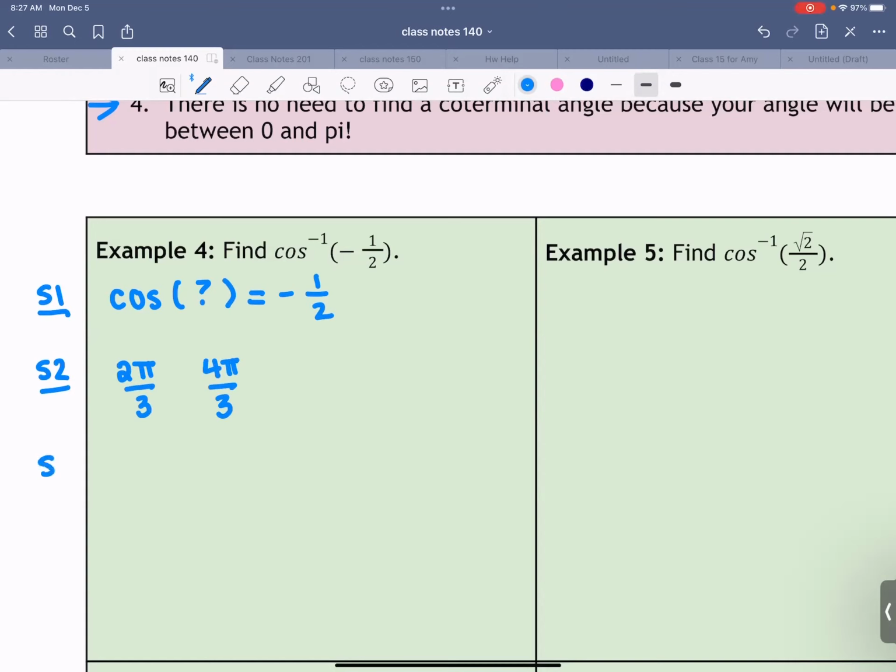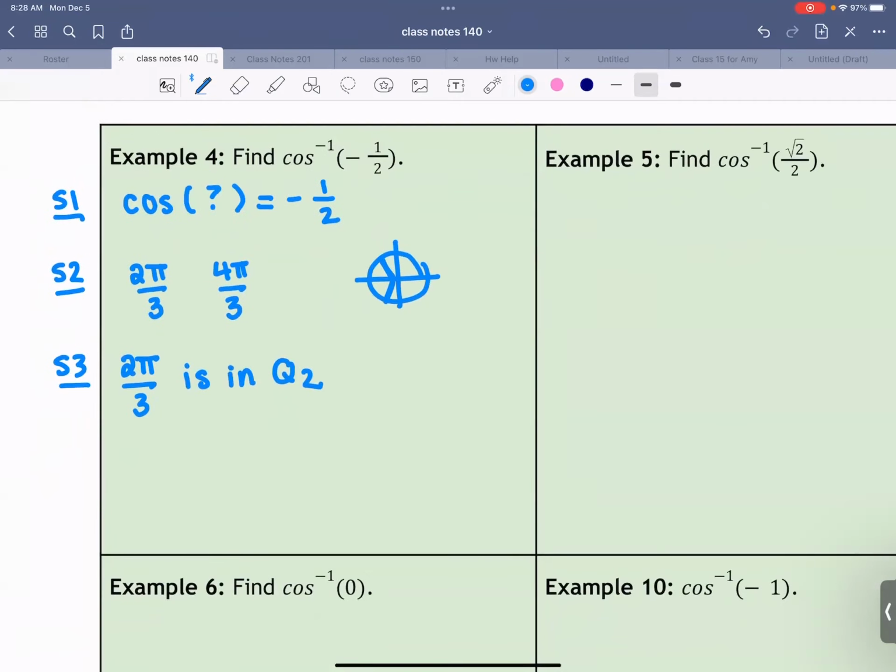All right. Now, 2 pi over 3, if you take a look at your unit circle, it's actually up here. And then 4 pi over 3 was down here, okay? Which one is in quadrants 1 or 2? 2 pi over 3, right? So 2 pi over 3 is the angle that we actually care about because that one's in quadrant 2. Okay, so we're going to ignore the other one because that one's in quadrant 3.